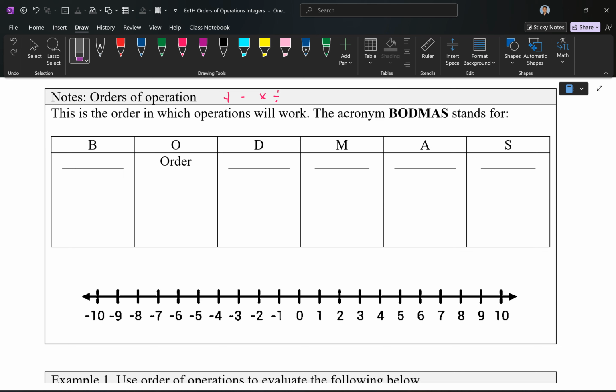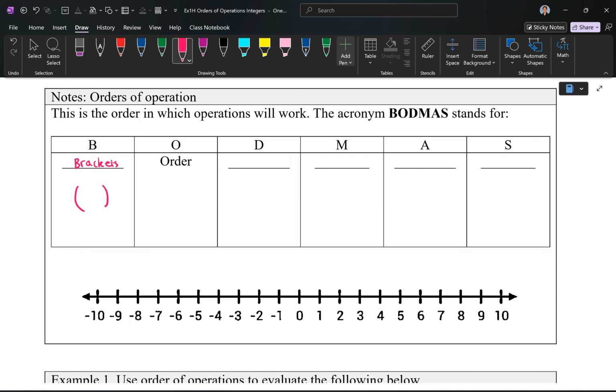So with the four basic operations, this is the order. B stands for, hands up if you know what B stands for. Yes, Attila? Brackets. Write in brackets for me, please, and then draw the symbol to help you remember. So brackets will come first. So look for any brackets in your expression.